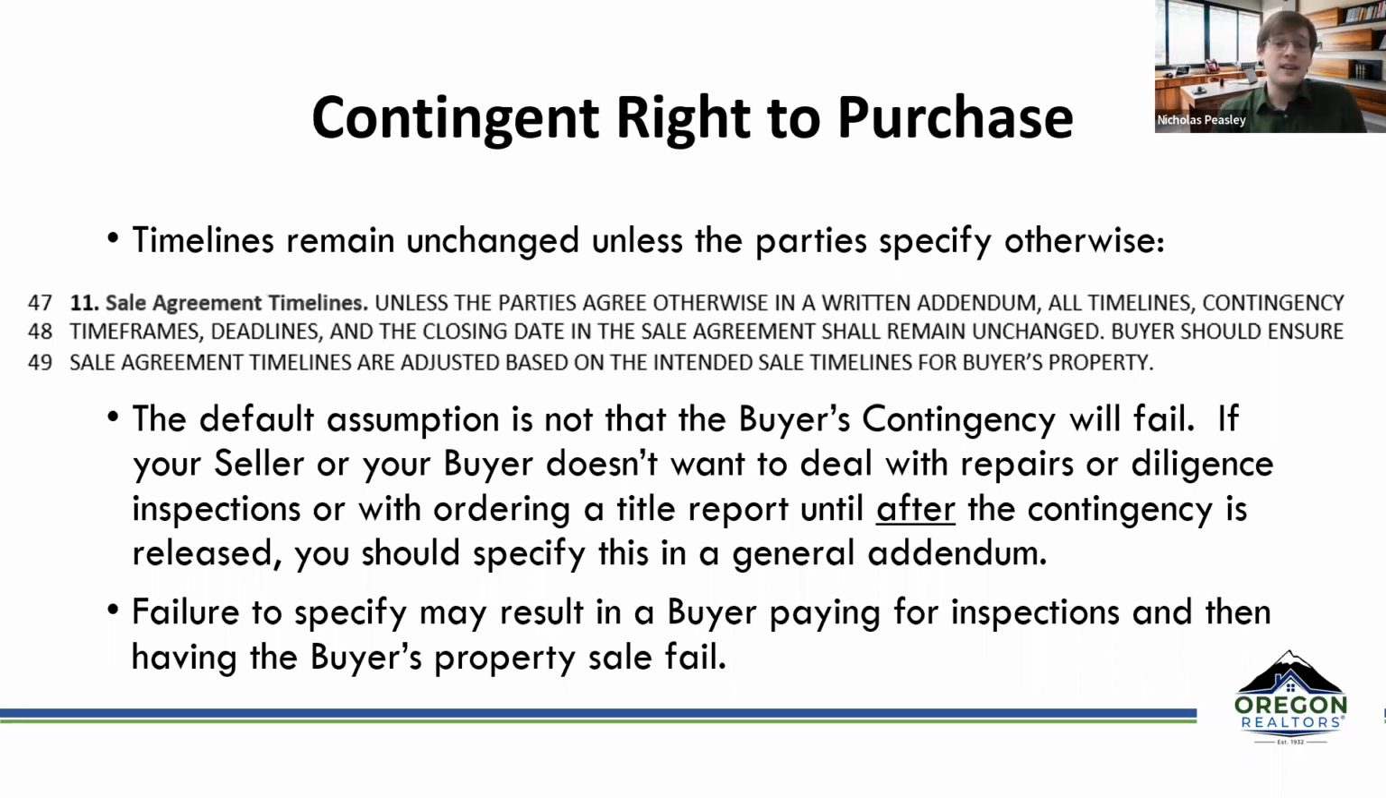If your seller or buyer doesn't want to deal with repairs or diligence inspections or with ordering a title report or any of those things until after the contingency is released, specify that in a general addendum. Failure to specify could result in a buyer paying for inspections and then having the property fall through and then not purchasing this house and having just purchased an inspection on a property they won't own. So keep this in mind when you set up your timelines.